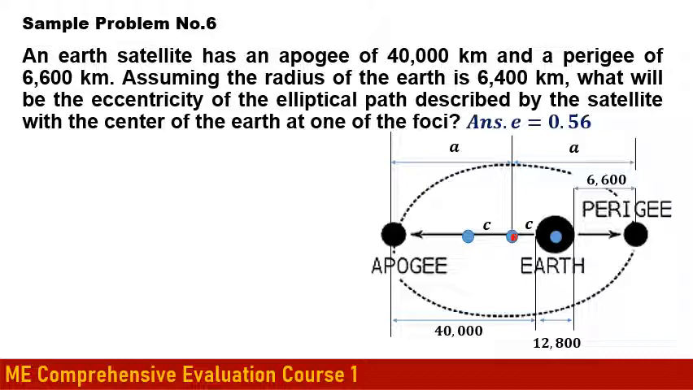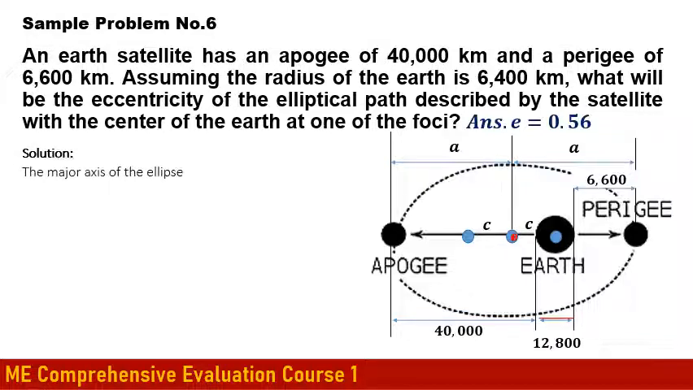So from the given, the perigee is 6,600. The apogee is 40,000. The radius of the Earth is 6,400. That's why this distance here, the diameter of the Earth, is just times 2 of that value, which is 12,800. And we are looking for the eccentricity of the elliptical path described by the satellite.